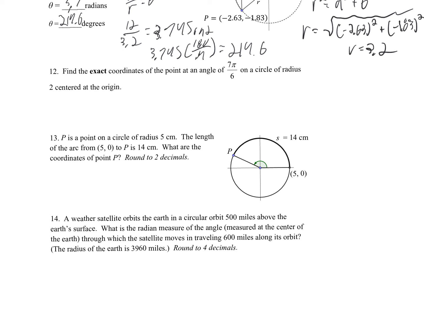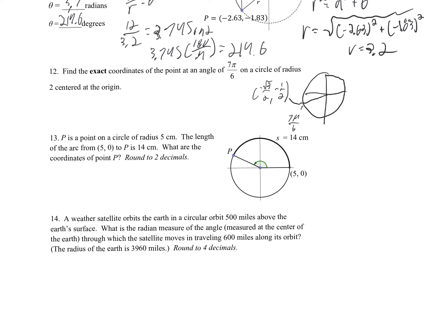So, number 12, find the exact coordinates of the point at an angle 7 pi over 6 on the radius of a circle 2 centered at the origin. For this problem, we'll want to use our unit circle. Looking at our unit circle, around this angle right here would be our angle of 7 pi over 6. And the coordinates at this angle are negative square root of 3 over 2 and negative 1/2.